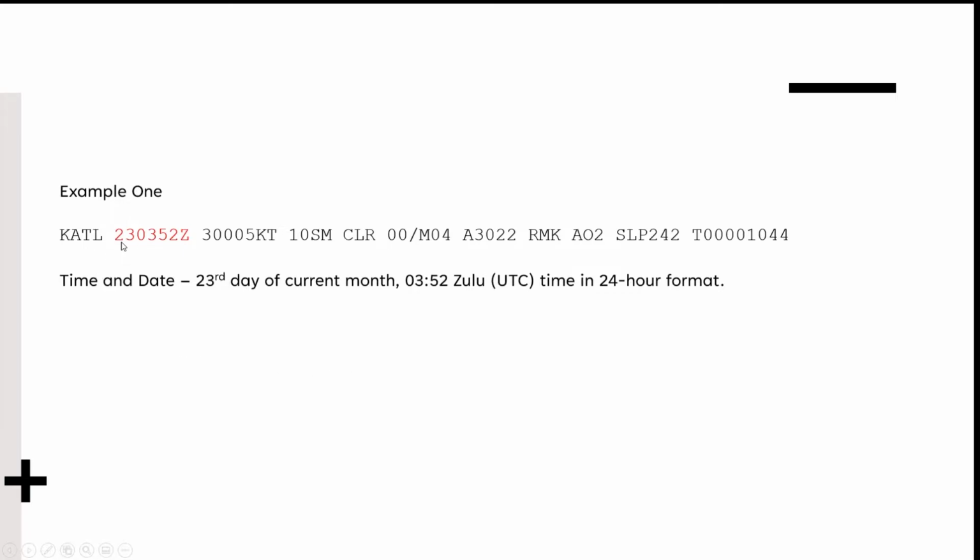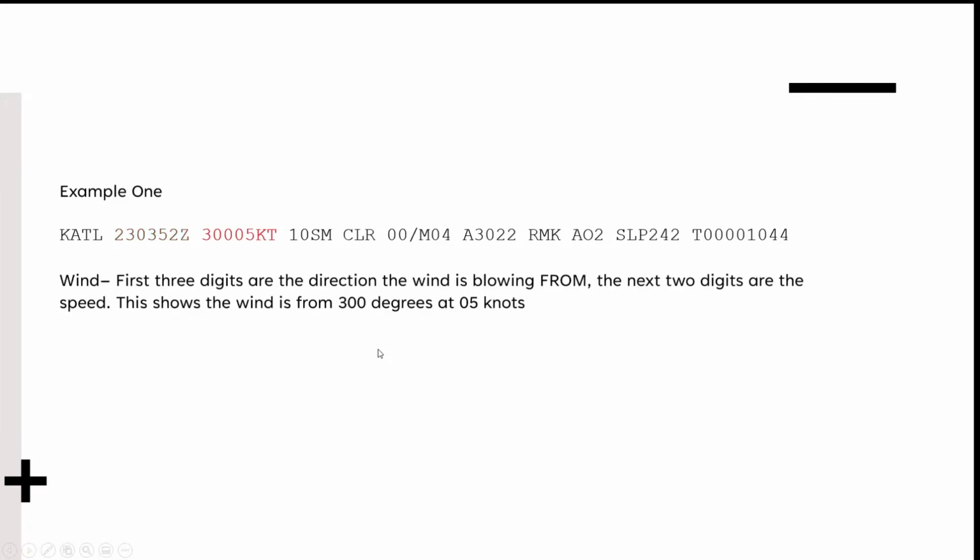The first two digits are the day of the current month. Now when I'm recording this is January, so this is the 23rd day of January. And then we have the time. The next four digits are the time. 0352. Z indicates Zulu time, which is also better known as UTC time. If you're a ham radio operator, you're used to UTC. So 3:52 Zulu time, and that's in a 24-hour format, so that means 3 hours and 52 minutes after midnight.